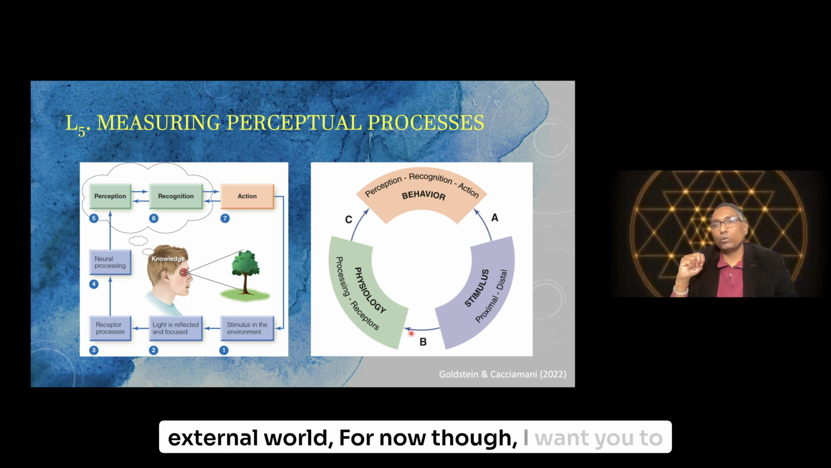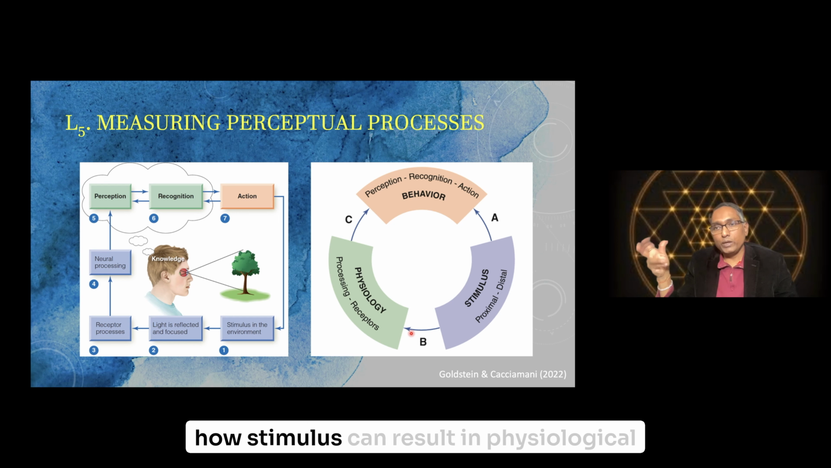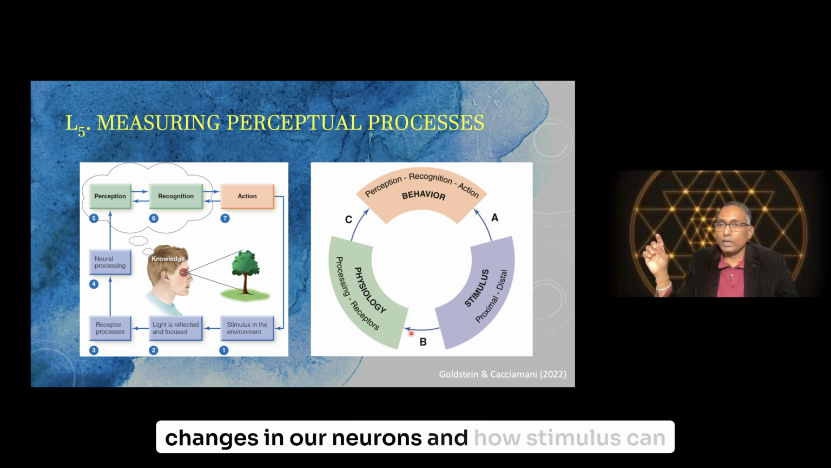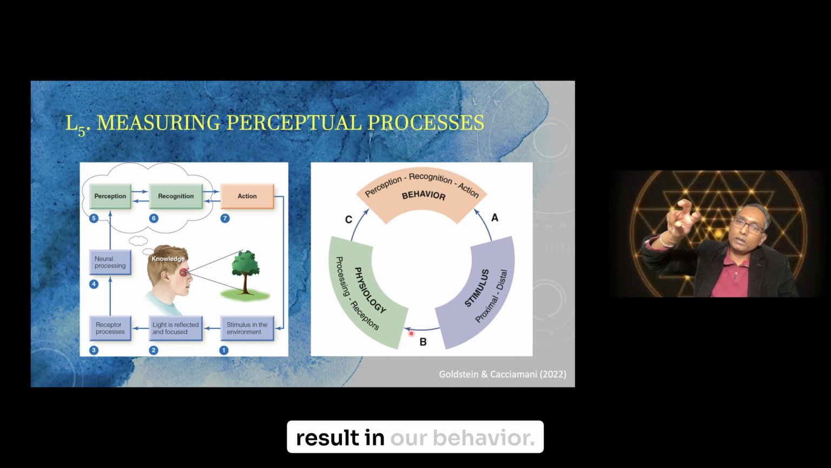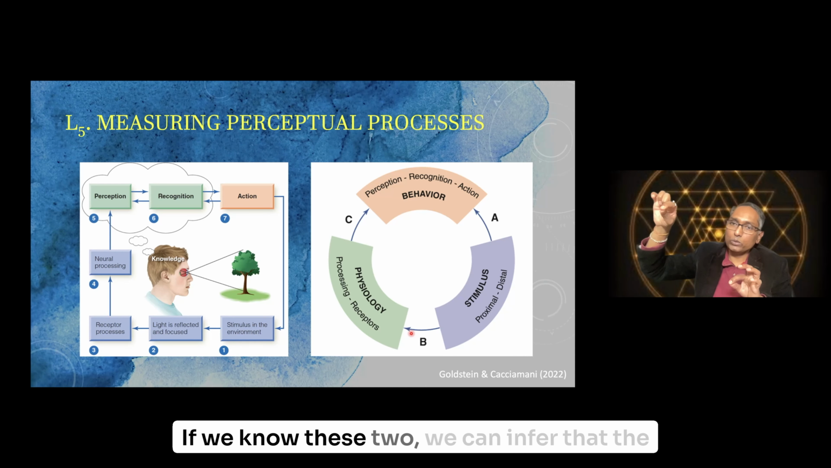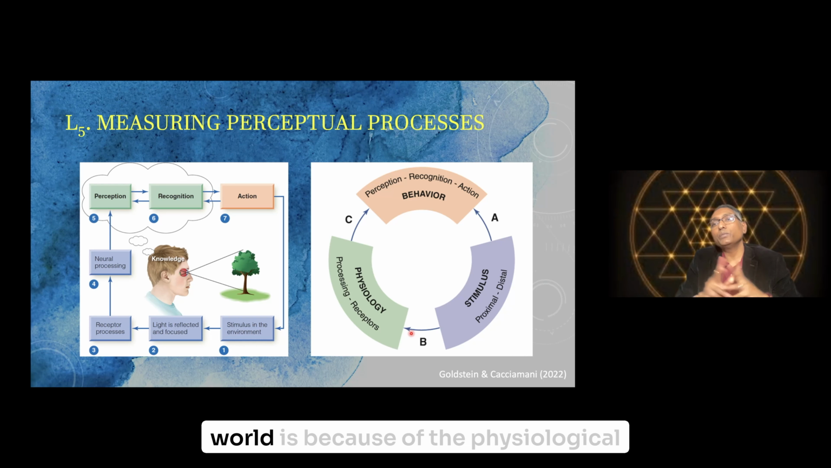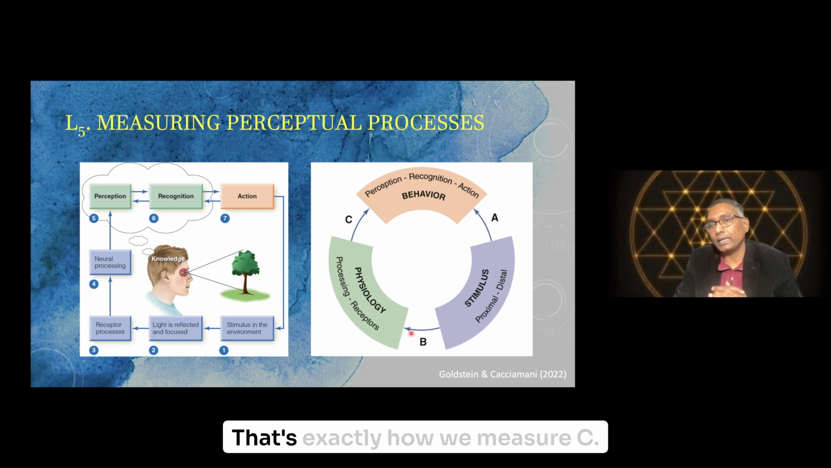For now, though, I want you to think about how stimulus can result in physiological changes in our neurons and how stimulus can result in our behavior. If we know these two, we can infer that the reason why you're experiencing the external world is because of the physiological changes. And that's exactly how we measure it.